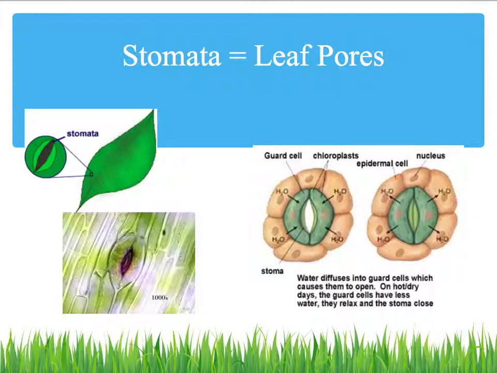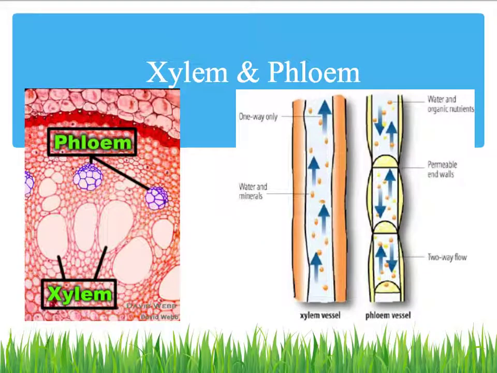This diagram shows the little tiny pores found on the surface of leaves. We call those stomata. This is a diagram that shows the difference between xylem and phloem. Remember, xylem only moves water and nutrients upward, and phloem will distribute them to the rest of the plant.